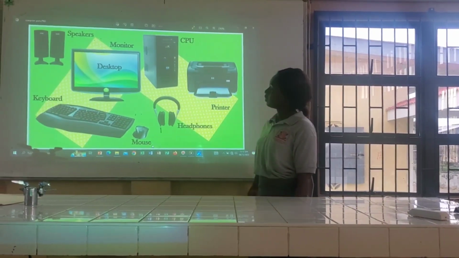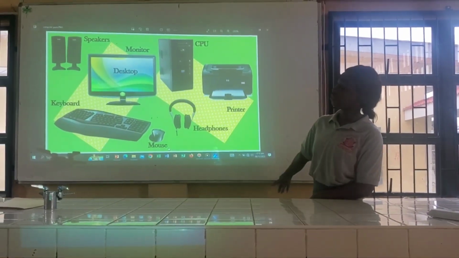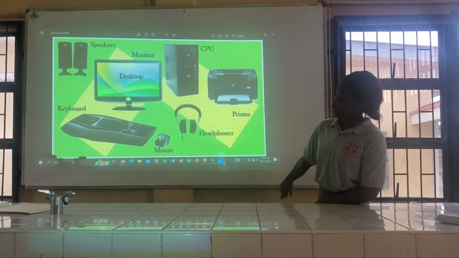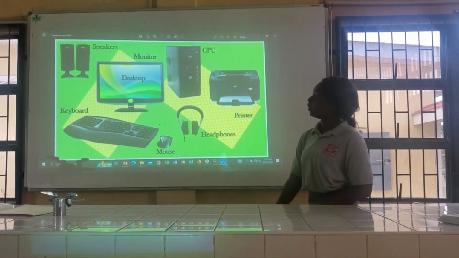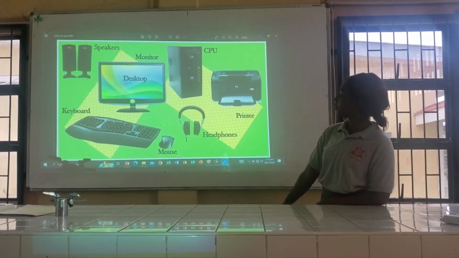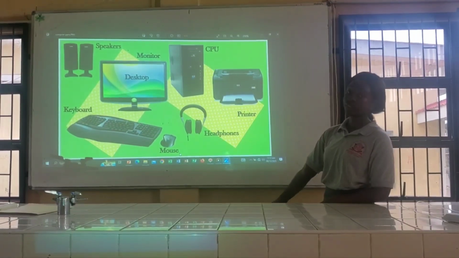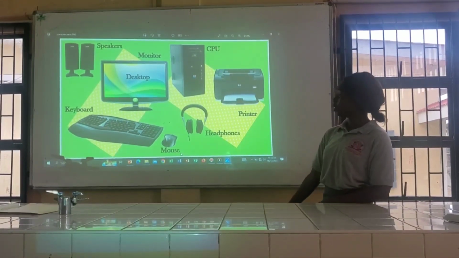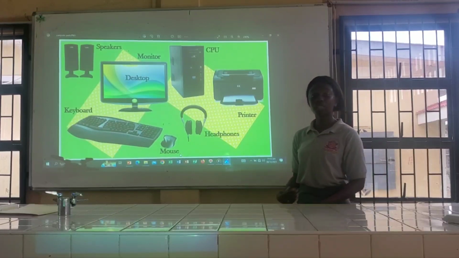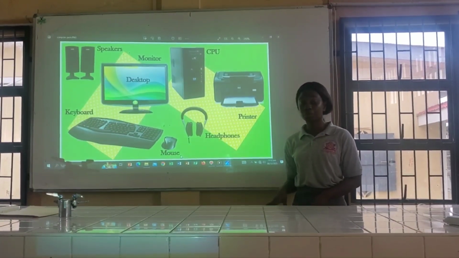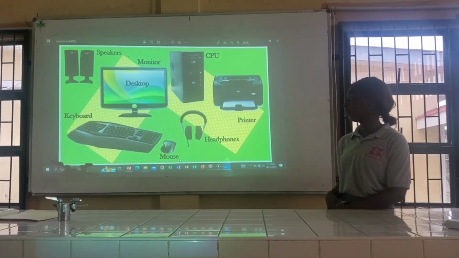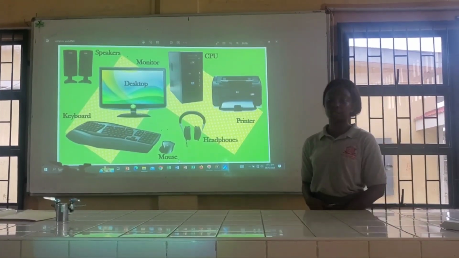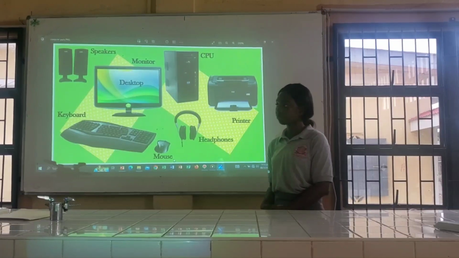Now students, this is a picture of a desktop computer. You see the different parts. You have the keyboard, the desktop, the monitor, the speakers, even the printer and the mouse. We also have the headphones, but it's not really an essential part of the desktop system, right? But it could be used to listen to audio, right?